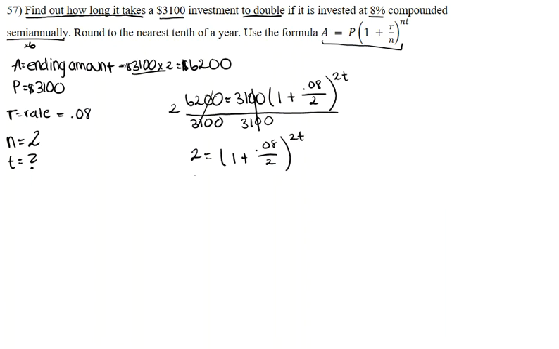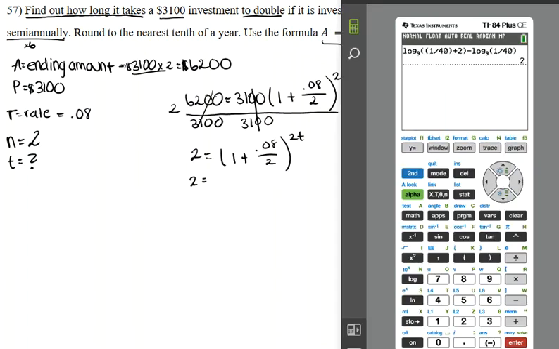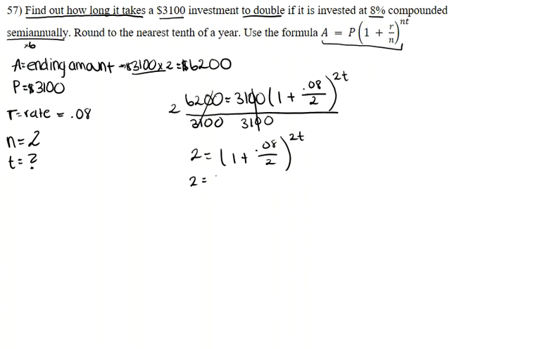So let's simplify what's in our parentheses. Let me get my calculator out so it's a little bit simpler to do. So let me do 0.08 divided by 2. That's going to equal 0.04. So let's do 1 plus 0.04, and that is equal to 1.04. So now we know that on the right-hand side, we have 1.04 raised to the power of 2t.